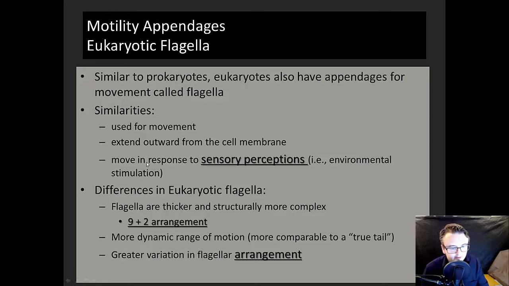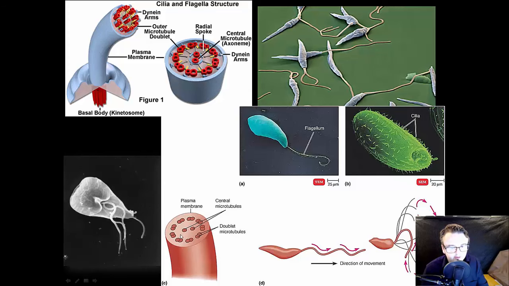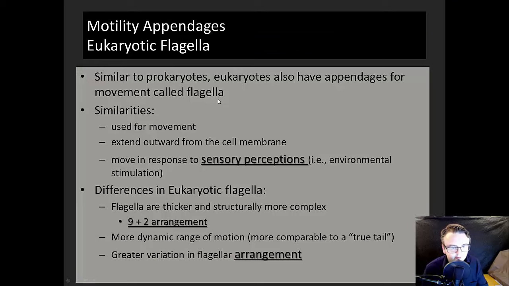Okay, back up here and just take another look at that real quick. That's really the main thing I want you to recognize: 9+2, greater arrangement, or greater complexity, excuse me. And look back here at some of these basic similarities.